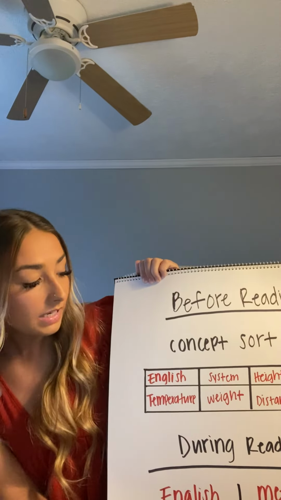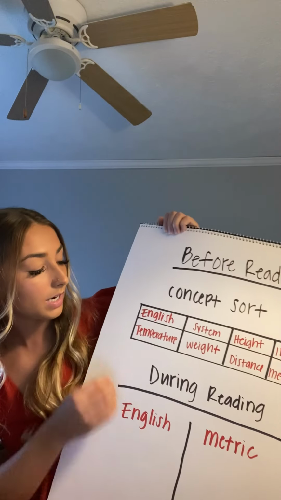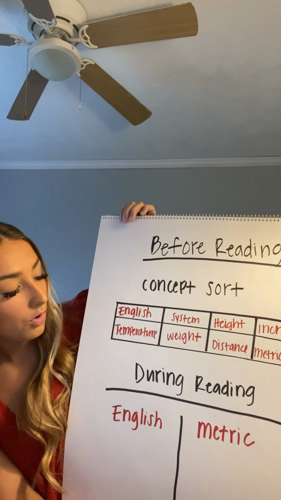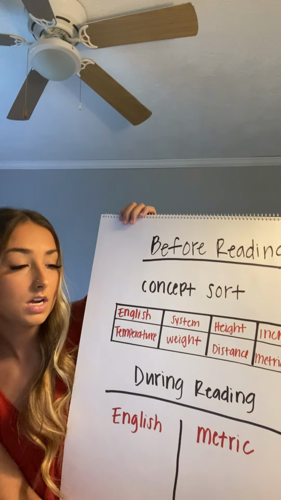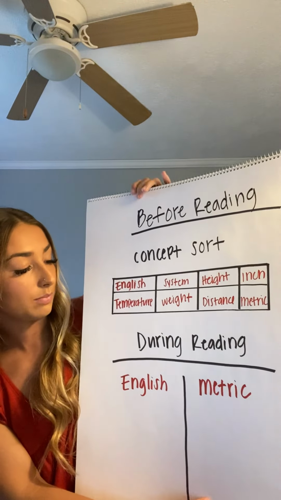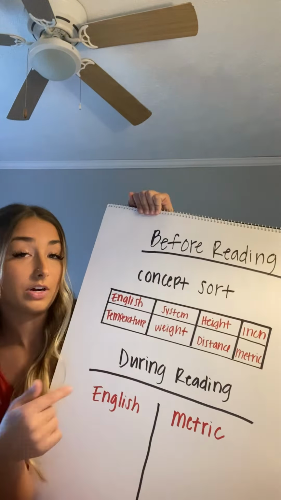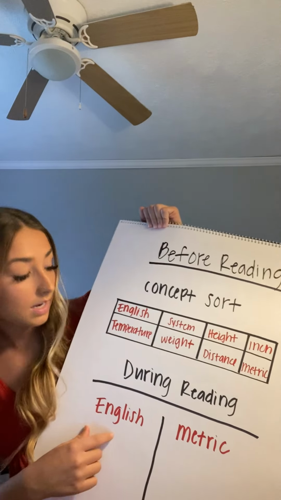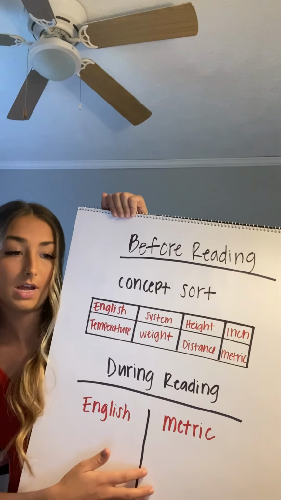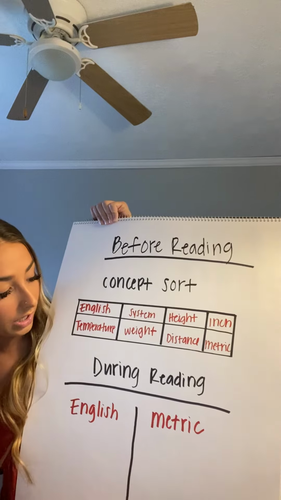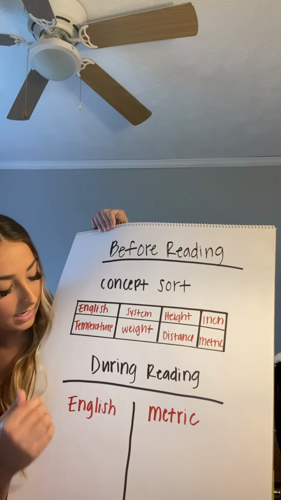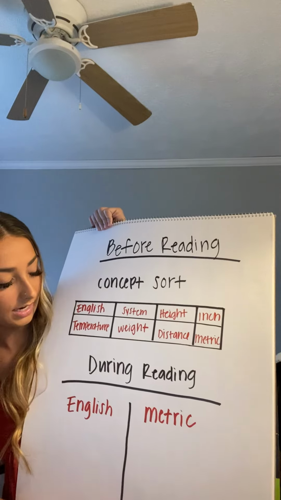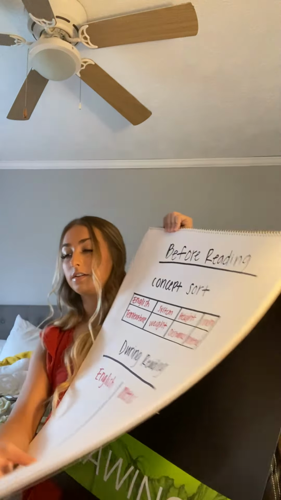Now, we are about to begin reading, so whenever we read, I want you guys to raise your hand and give me examples, similarities and differences between the English and the metric system. So that is something that we are going to be learning about while we are reading. So I want you guys to think of ideas and just raise your hands so we can jot them down while we're reading.